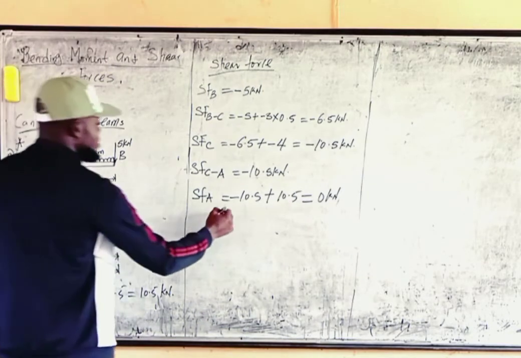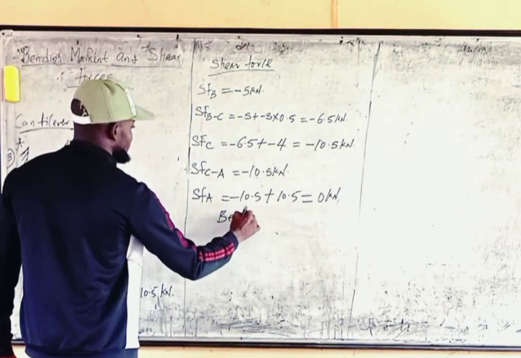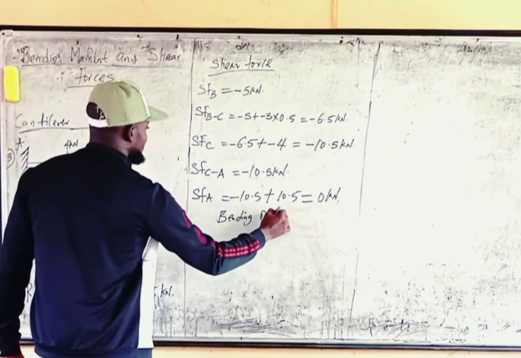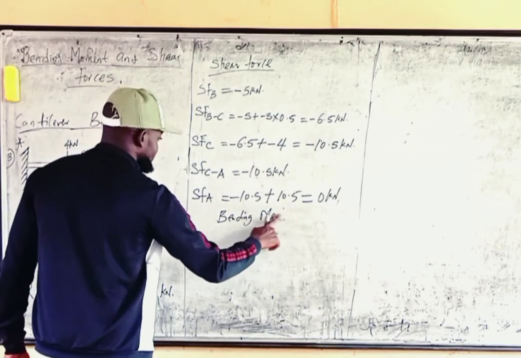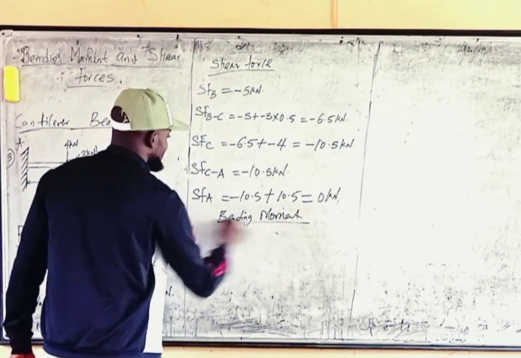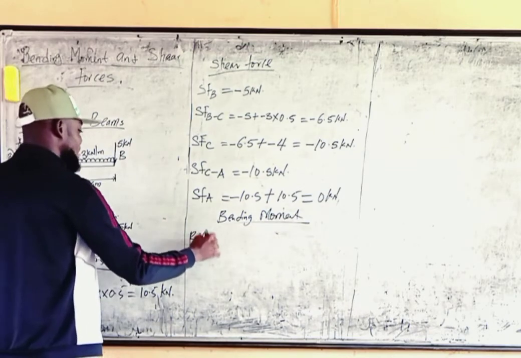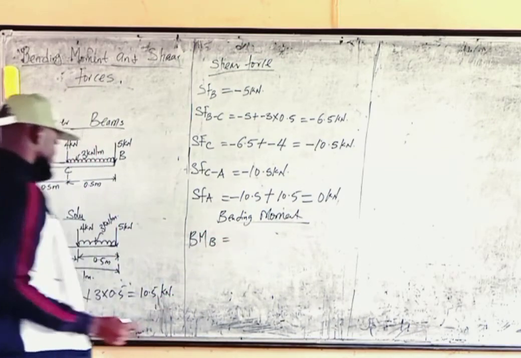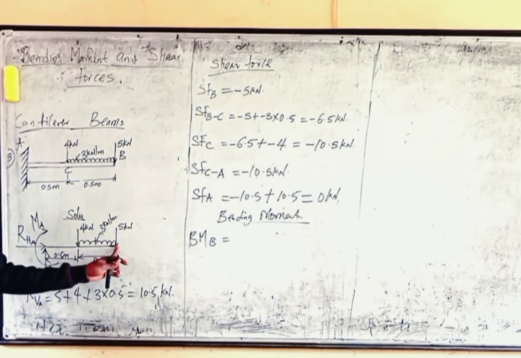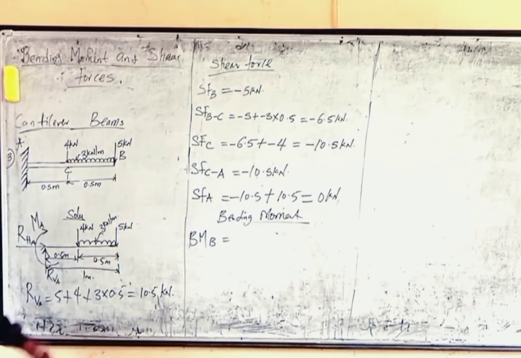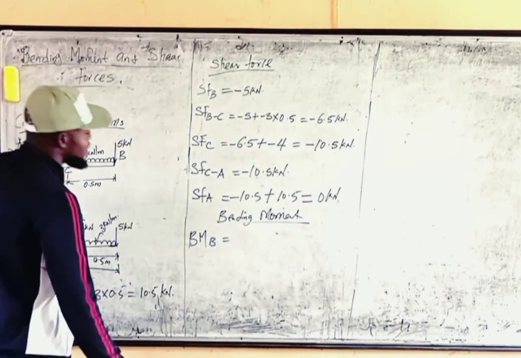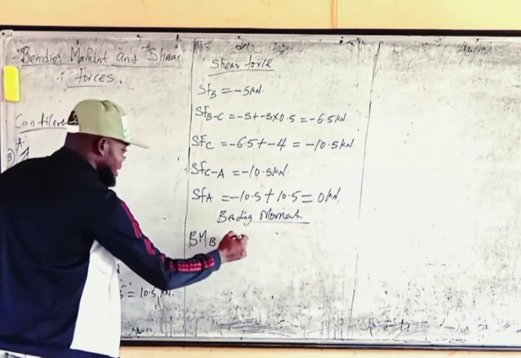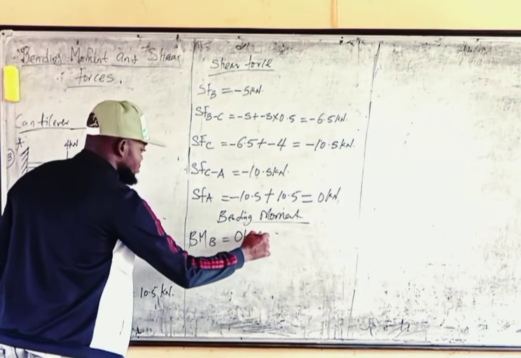Now let's look at the bending moment. Let's see what I'm going to have. For the bending moment at point B, look at this. There's a force here. Can you see it? Yeah, there's a force there. But the problem is there's no distance between the force and the point, and we require distance for bending moment. The bending moment at that point will be 0 kilonewton meters.